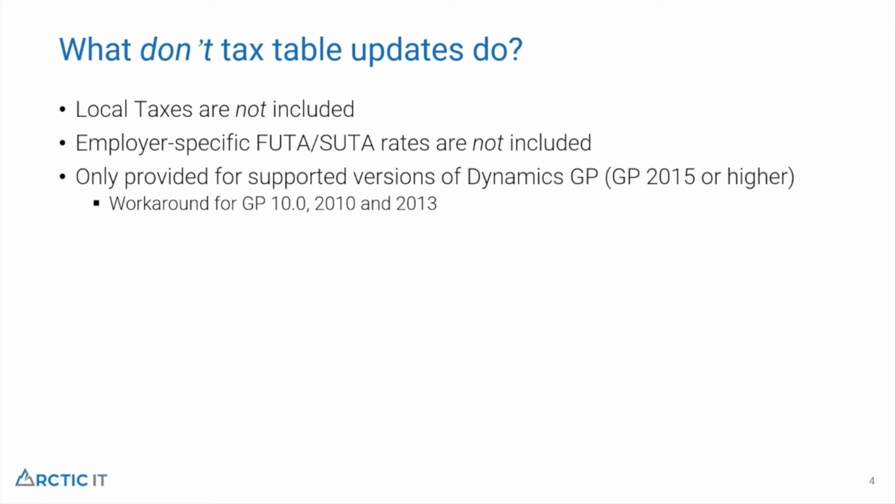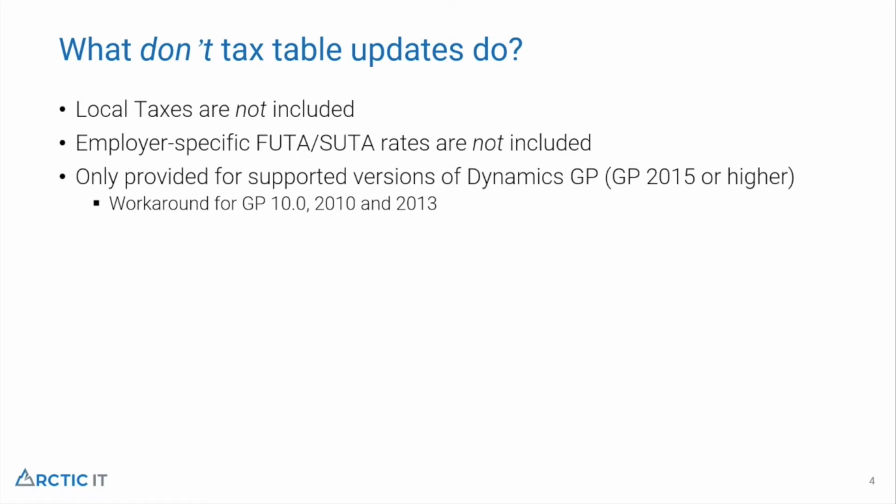What don't tax table updates do? What they don't do is update local taxes. Those are not included. You'll need to get that information from your local government or your area and update that information manually. It also does not update employer-specific FUTA and SUTA rates. Those are typically mailed or emailed to employers based on their employer-specific rate. So those are not sent out by Microsoft.